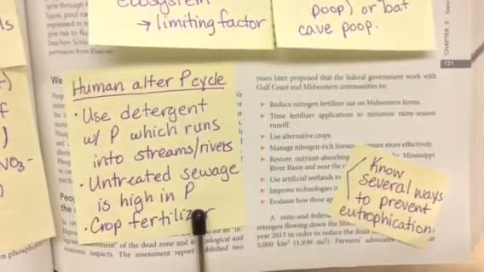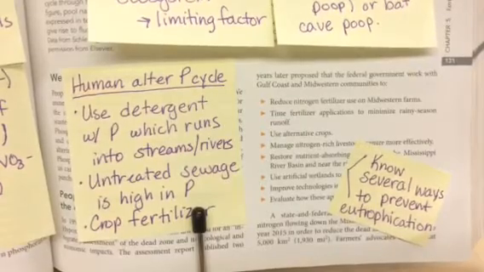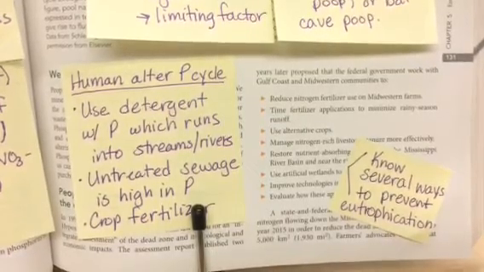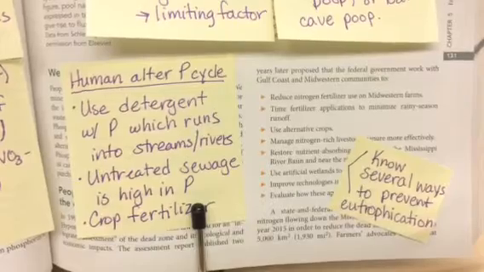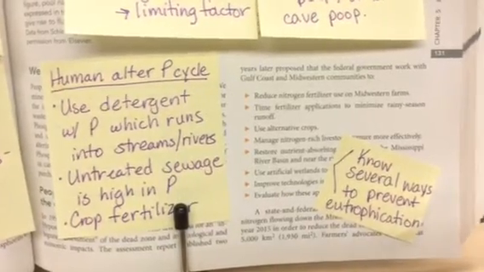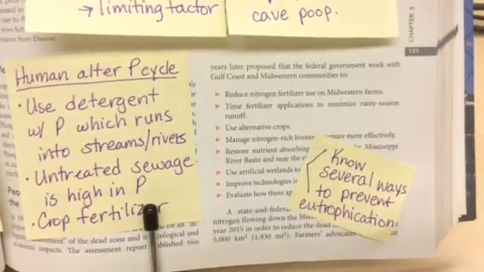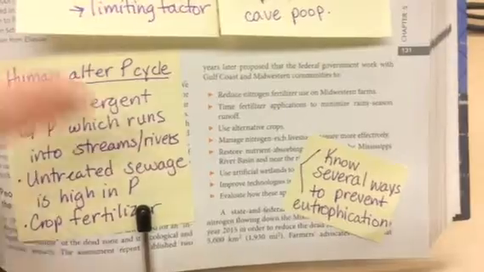And our wastewater treatment plants take out phosphorus and nitrates. But other countries don't have the same laws, or they're not enforced, and so you have human sewage that's dumped. All right, also on this page, note several ways to prevent eutrophication. Just so you know, the first one is not great.